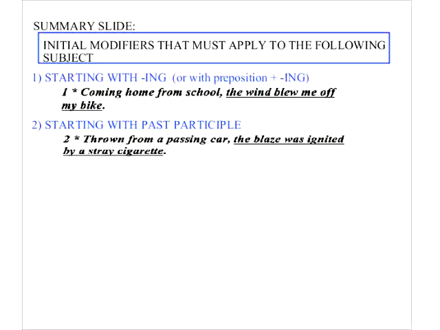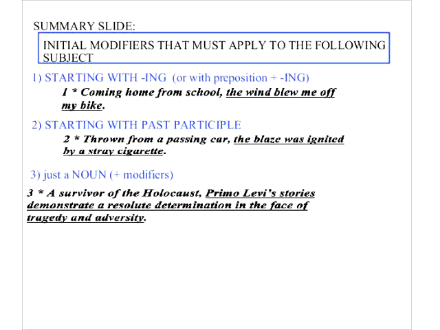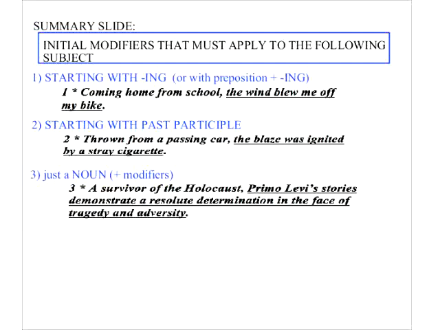The third example was if the initial modifier is just a noun, or equivalently a noun with modifiers. So, a survivor of the Holocaust, Primo Levi's stories demonstrate a resolute determination. And then finally, an adjective, again optionally with other modifiers. So, like this one.